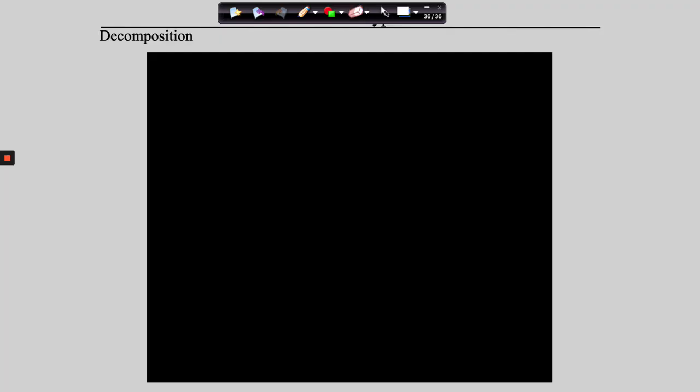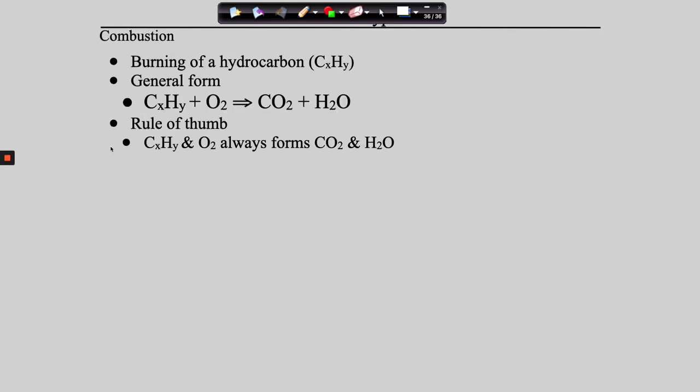So guys, the last genre that we need to talk about is combustion. Combustion reactions, y'all, are reactions of hydrocarbons, not carbohydrates. Carbohydrates are carbon and water. This is a hydrocarbon. And we write it like this: C, some number of C's, X, hydrogen, some number of Y. So it's some number of carbons, some number of hydrogens. And guys, when this reaction happens, it reacts with oxygen and it always forms carbon dioxide and water.